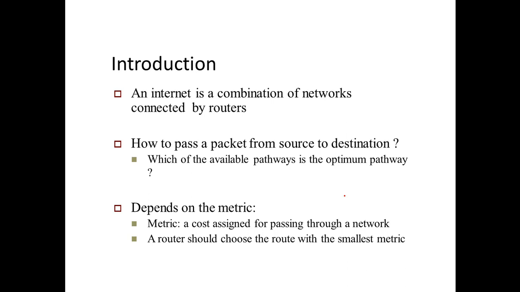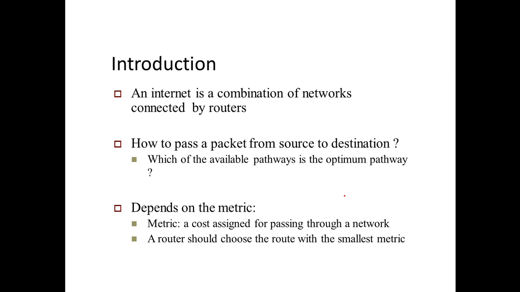So this routing depends on the metric. Metric is a cost assigned to a device that is paid for passing through the network. If you are passing through a device, you should bear some cost. Either it is the hops, or it is the time, or anything that you expend on your way towards your destination, is known as a metric. So a router should choose the route with the smallest metric.